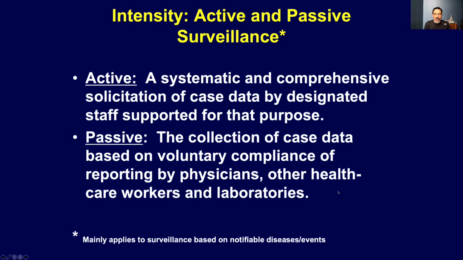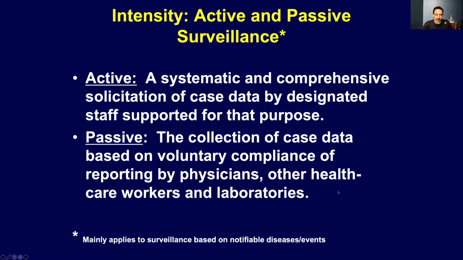Active is really the most intense kind of surveillance system you can have. It is intended to really devote staff time and resources to actively go out and look for new cases so that you can capture them in your surveillance system. And so people are actually soliciting case data by designated staff, and it's their job to do the case finding.